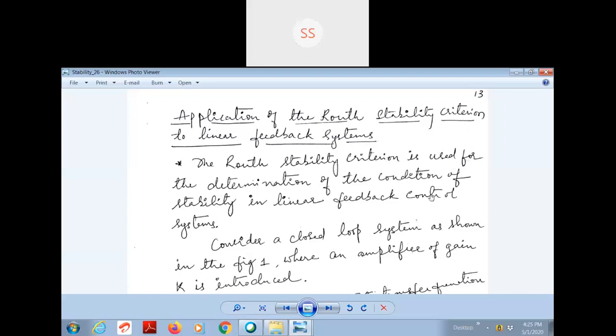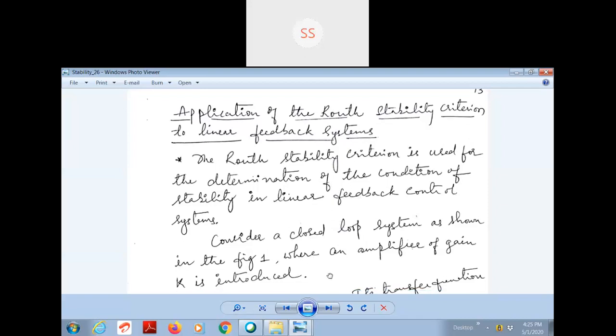So the root stability criterion is used for determination of the condition of stability in linear feedback control systems. In previous modules we have seen how to write the transfer function of the feedback system, and in some of the problems we have seen the transfer function in terms of k, and finally we determined the k value by using zeta as well as omega n and other parameters of the system. Now we are using the root stability criterion in solving the closed loop system, and we are determining how we can make the system stable by utilizing the concept of the root criterion.